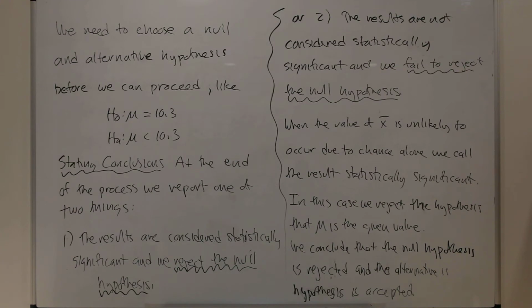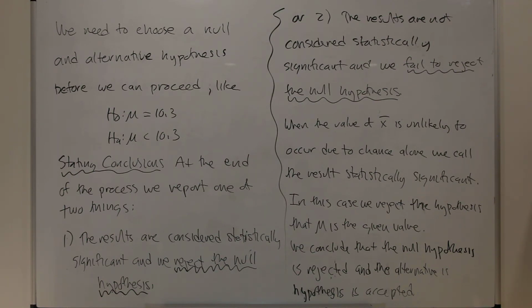Not statistically significant means the value of x bar that we see is quite possible if the mean is the quoted value. So in our potato example, if we got a value of x bar close to 10.3, we'd have no reason to disbelieve the idea that the mean is 10.3.